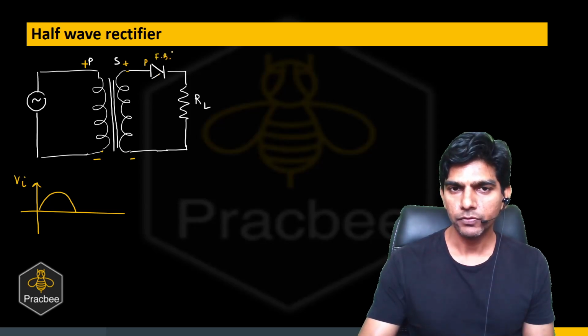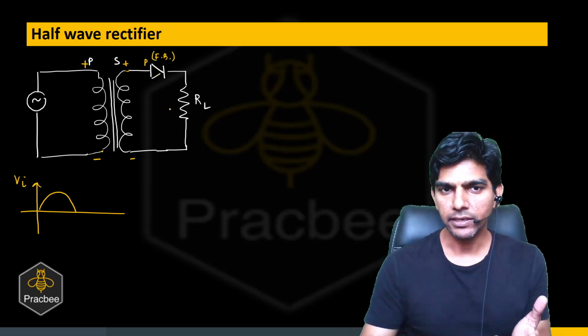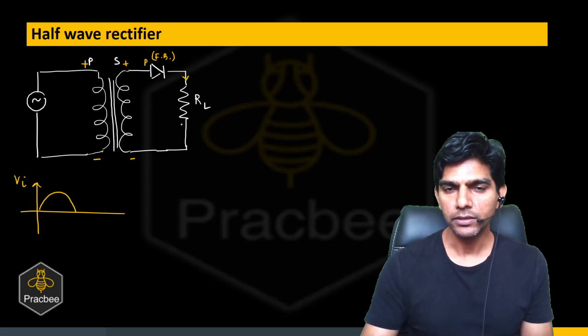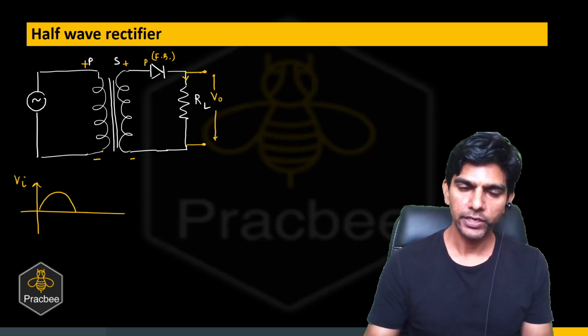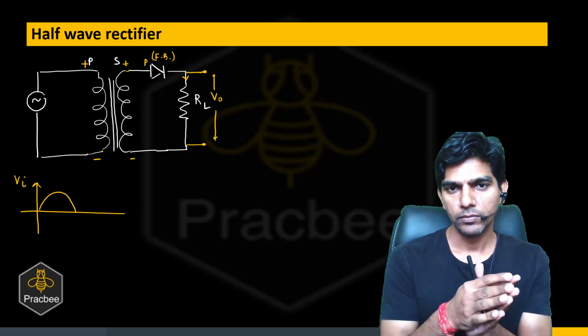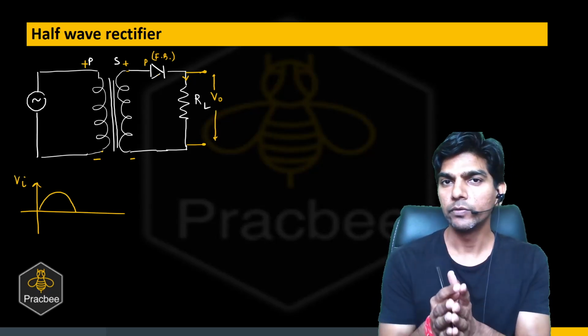So it will be forward biased. So if the diode is forward biased, then it will be conducting. So there will be some current through this load, and we will measure this potential difference. Now this is the output voltage. So can you see we'll have a reading, right, when the diode is forward biased.